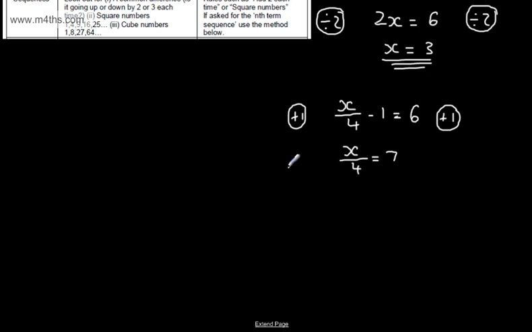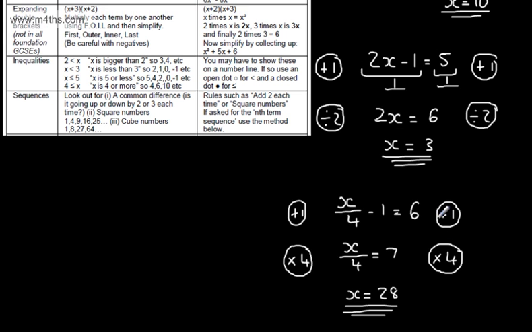Now, at this stage, I'm going to do the opposite, which is multiply both sides of the equation by 4. If I multiply both sides of the equation by 4, I'm going to have x is equal to 7 times 4, so x would be equal to 28. And that is my final answer. Just think about this now. If I multiply x divided by 4, that's just going to give me x. If I multiply 7 by 4, we get 28. So this is fairly reasonable, fairly logical.